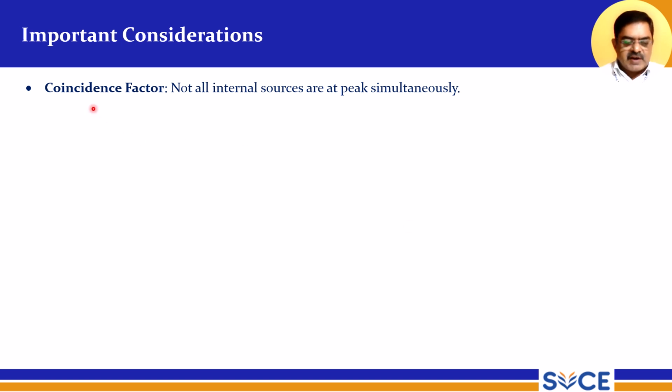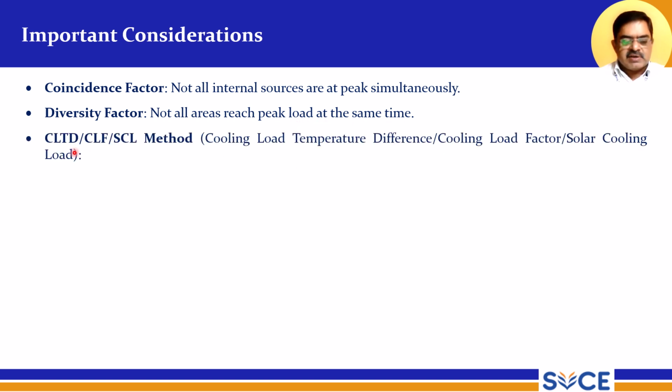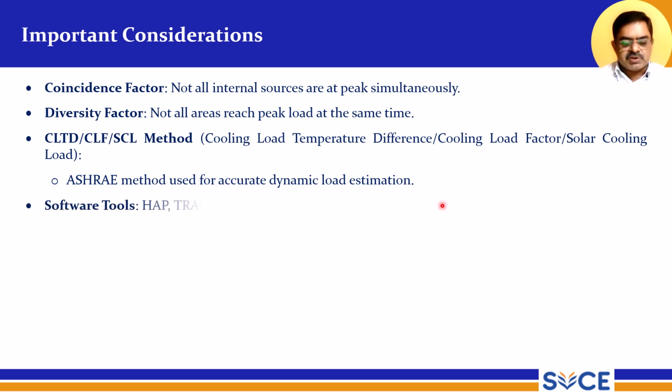Coincidence factor: not all internal sources are at a peak simultaneously. Diversity factor: not all areas reach peak load at the same time. CLTD, CLF and SCL method. This is nothing but cooling load temperature difference, cooling load factor, solar cooling load. That is the ASHRAE method used for accurate dynamic load estimation, and software tools can be HAP, Trace and EnergyPlus, used for precise load calculations.